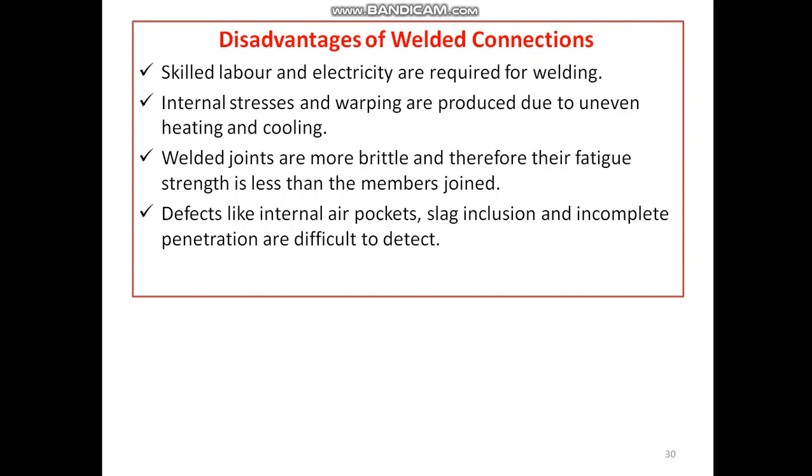Usually we come across a few defects in the case of welded connections if they are not properly welded. Defects like internal air pockets, slag inclusion and incomplete penetration are very difficult to detect. We cannot find them easily. So if these defects are there, the strength will get reduced.